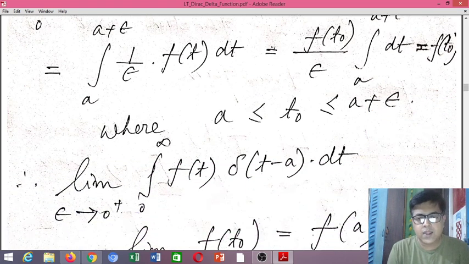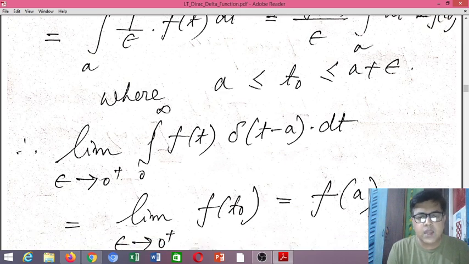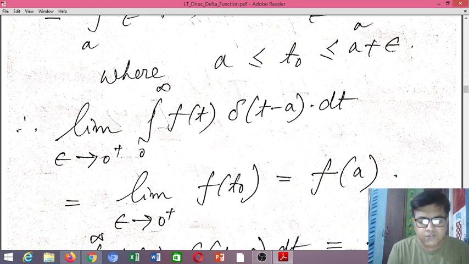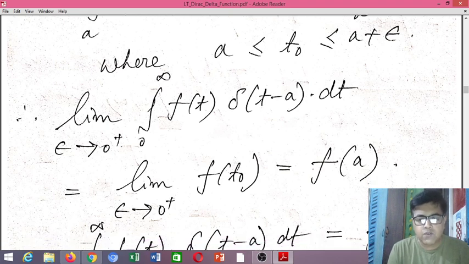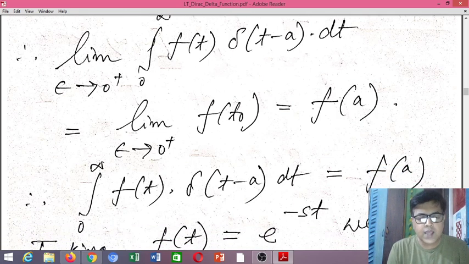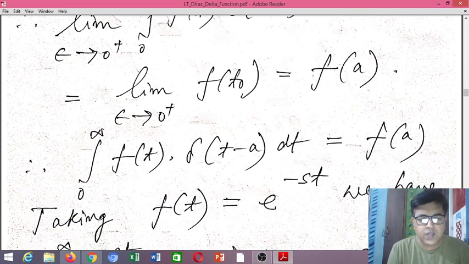Now what we do is that we make epsilon tend to 0. So if we take the limit on both sides as epsilon tends to 0 plus, what do we get? On the right hand side we get the limit of f(t0) as epsilon tends to 0 plus, and that will actually be equal to f(a). Why? Because t0 is lying between a and a plus epsilon. So if you make epsilon tend to 0, t0 will coincide with the point a, and hence it will converge towards the value of the function f(a). So that's the way we prove the filtering property of the unit impulse function. So therefore I can say the integral from 0 to infinity of f(t) delta(t minus a) dt is equal to f(a).